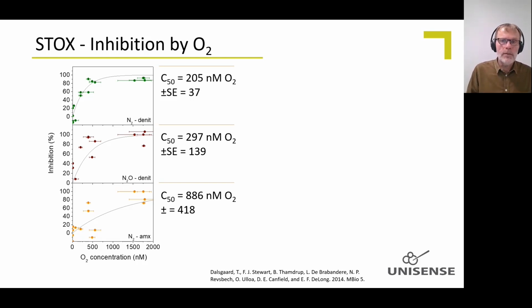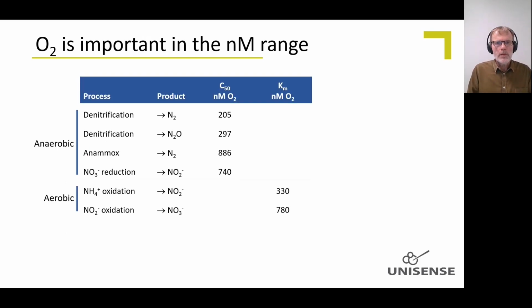We extended these experiments to other processes. So these were the ones that I just showed you here, the 50% inhibition concentrations. Nitrite reduction to nitrate, also a dissimilatory process, was inhibited 50% by about 740 nanomolar. The ammonium oxidation to nitrite and the nitrite oxidation to nitrate, we also looked at that, and there we measured the Km value, and there was about 330 and about 800 nanomolar of oxygen.